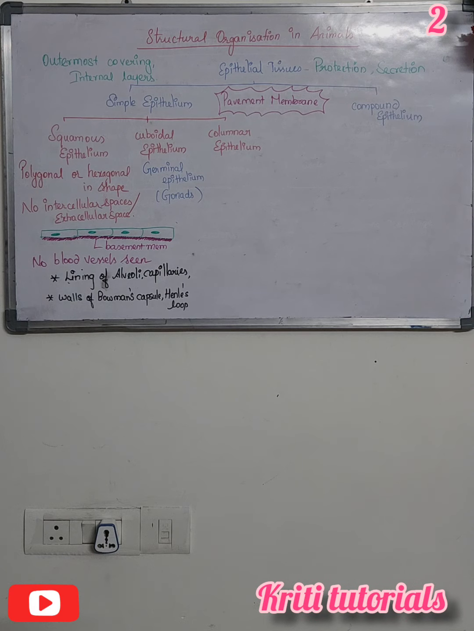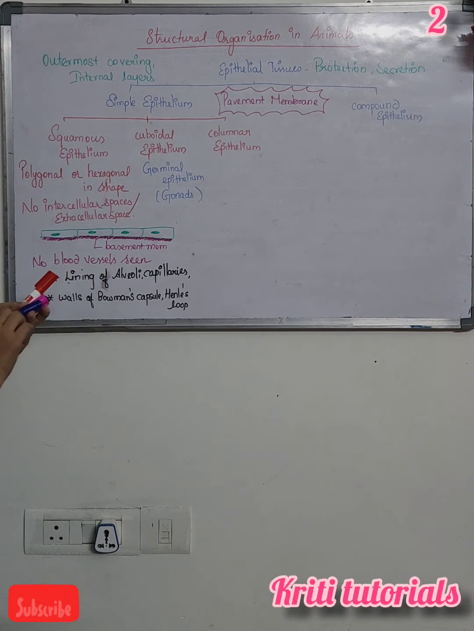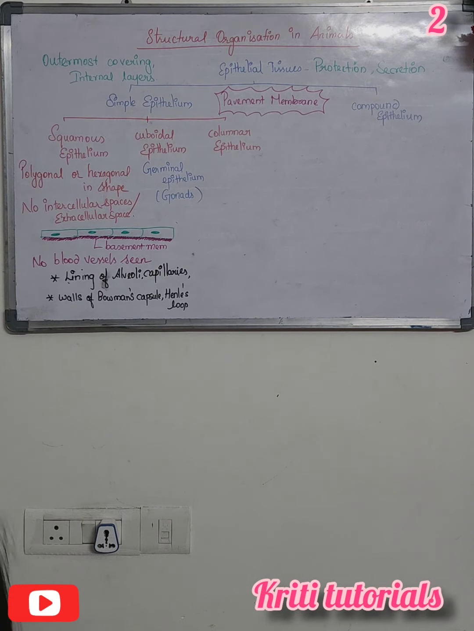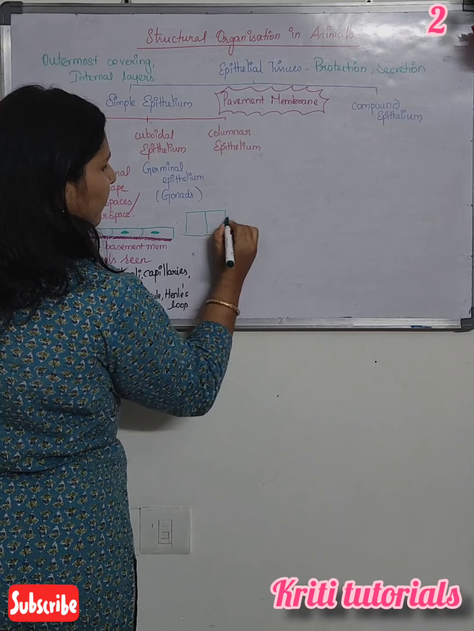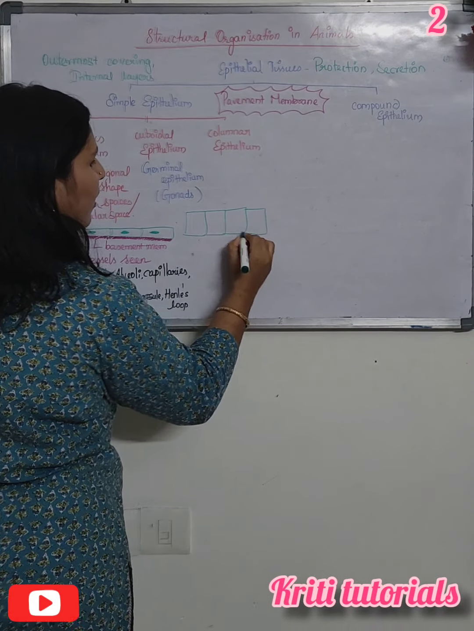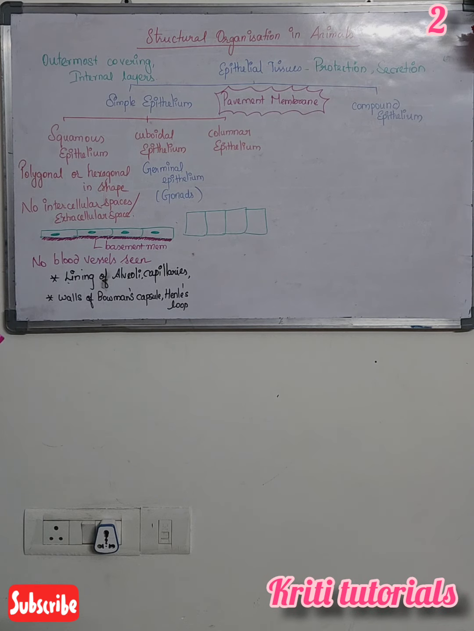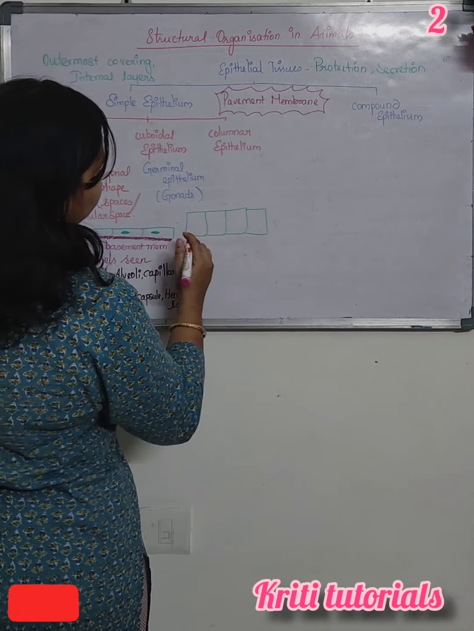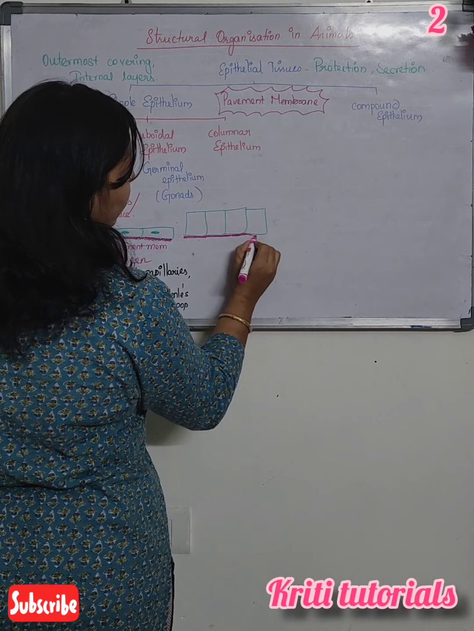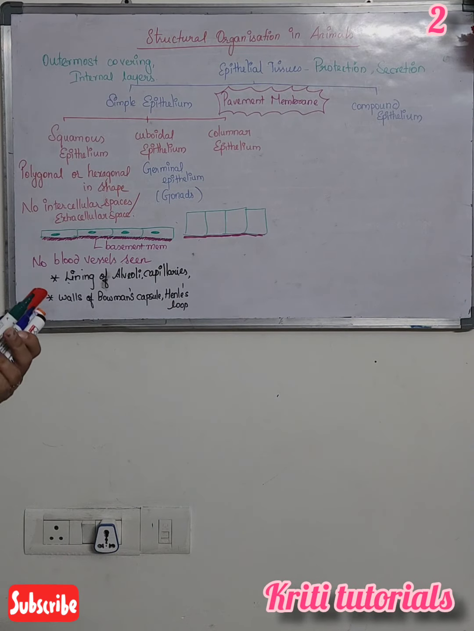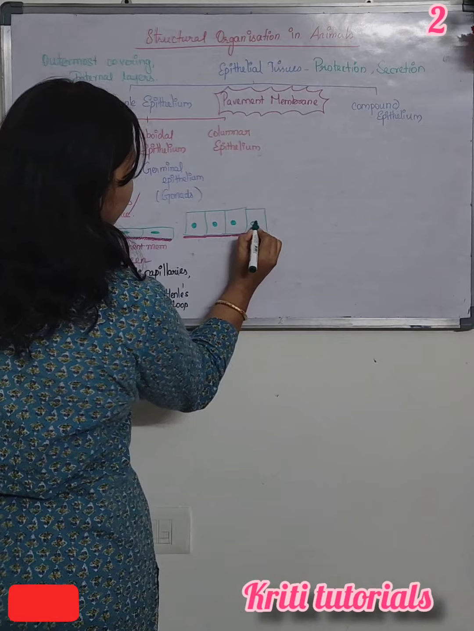If we are talking about these cuboidal epithelial tissues, the cells are of cube shape. As we have discussed earlier, these also rest on the basement membrane, and the nucleus is present in the center.